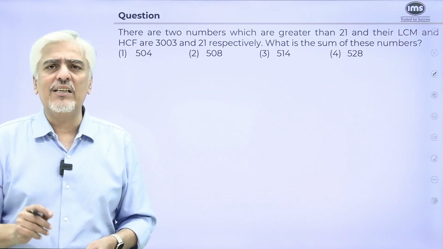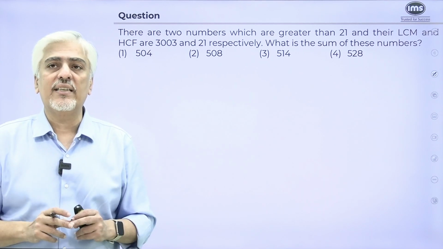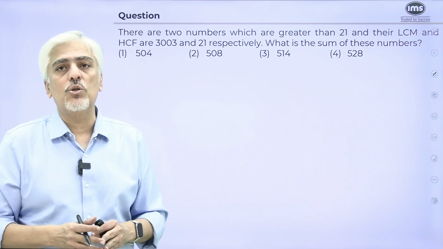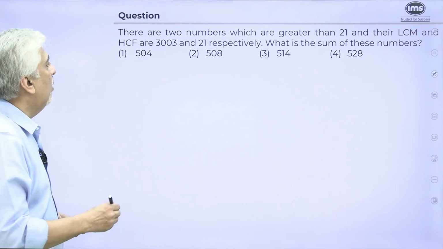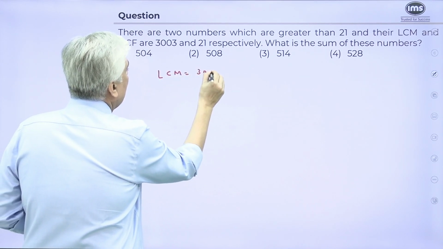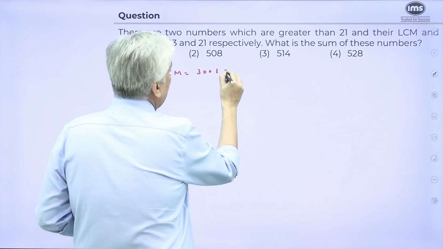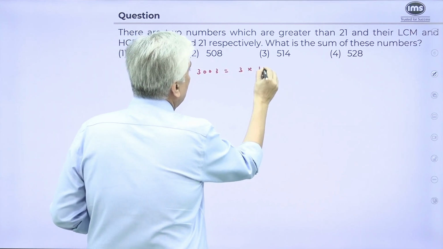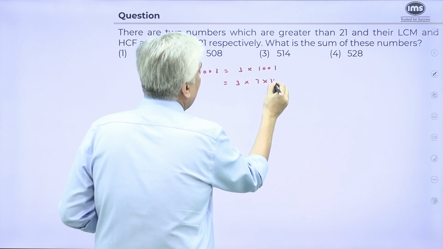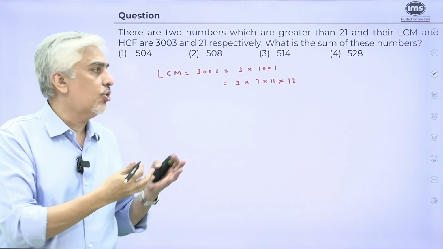HCF LCM, slightly difficult question. There are 2 numbers which are greater than 21. So we have 2 numbers, both are greater than 21. And the LCM and HCF are 3003 and 21. So I know the LCM is 3003. Now let's first break up 3003. 3003 is 3 into 1001. 1001 is nothing but 7 into 11 into 13. Well, I know this orally. If you do not know this orally, you would have to just factorize it.